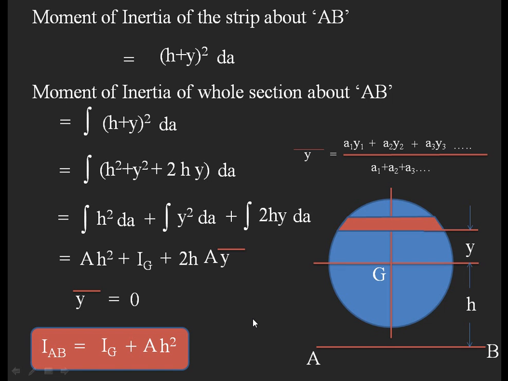That is the theorem of parallel lines. So this is the derivation. I hope you understand. According to the statement, we have derived the equation, that is I AB is equal to IG plus A h square. I hope you understand.